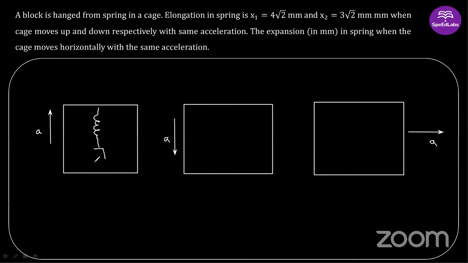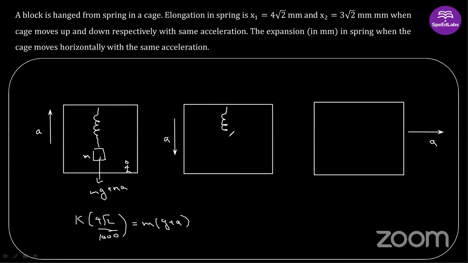Ideally, let's say there is some mass, a block is hanging and mass is m. So what will be the net force? If you see from this frame, this will be mg plus ma, right? You just reverse it and give it to the spring, so this is the force. So I will write that kx, and what is x? Kx1. So that is 4 root 2, and that is mm, so divide by 1000. This is kx is equal to m times g plus a. This is the first equation.